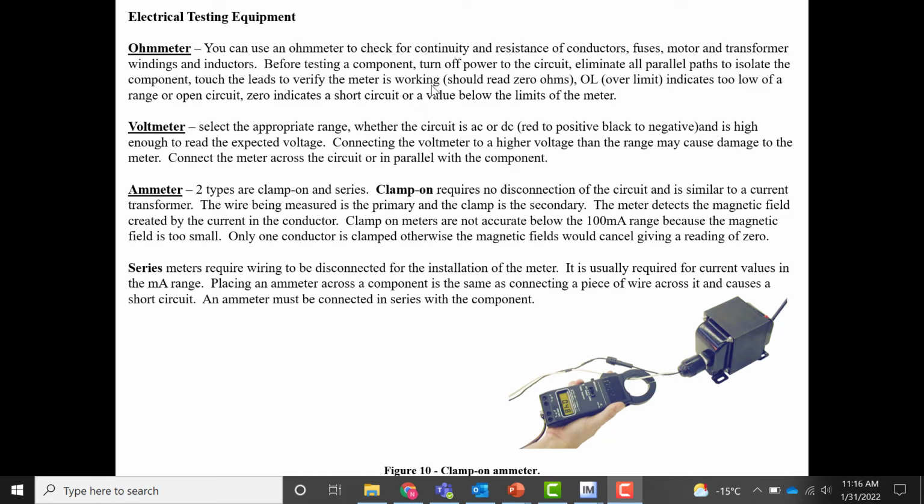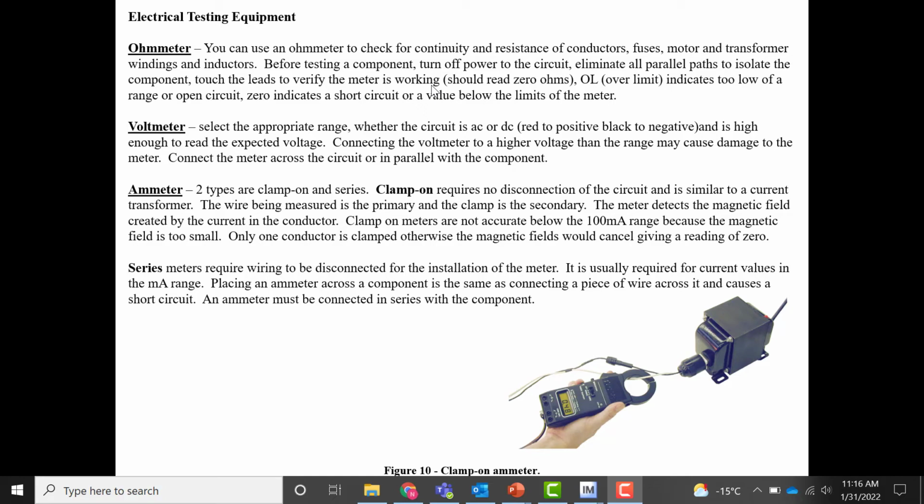So it's definitely a huge benefit with troubleshooting circuitry using our ohm meter. Okay, I use it still quite a bit in the field when I actually do electrical work. Your voltmeter, again, select the appropriate range, whether it's AC or DC.